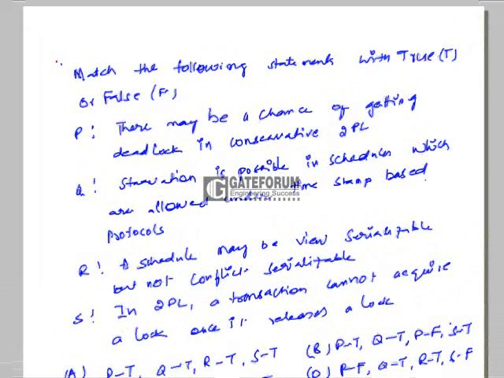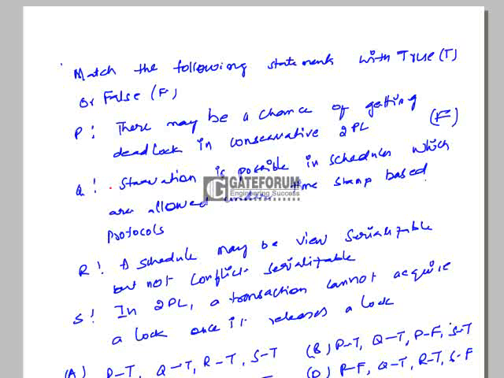Match the following statements with true, P, or false, F. Statement P: there may be a chance of getting deadlock in conservative 2PL. This statement is false. Why? Because in conservative 2PL, all the locks should be acquired at the start of the transaction. Otherwise, none of the locks would be acquired. So there will not be a chance of getting deadlock in conservative 2PL. So P is false.